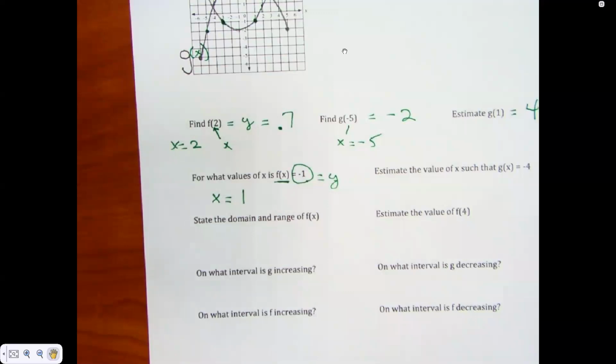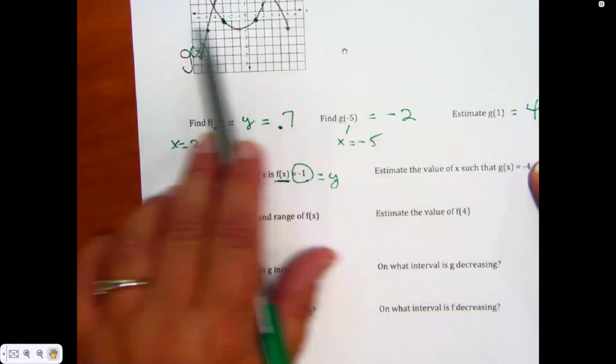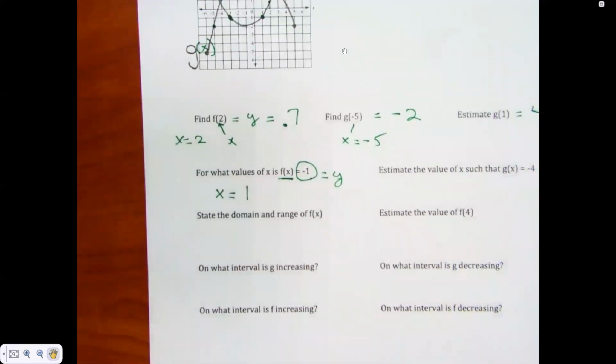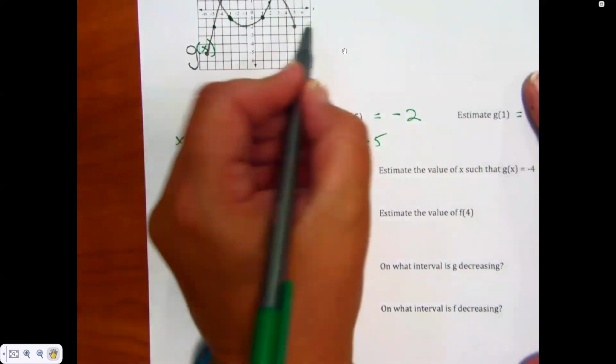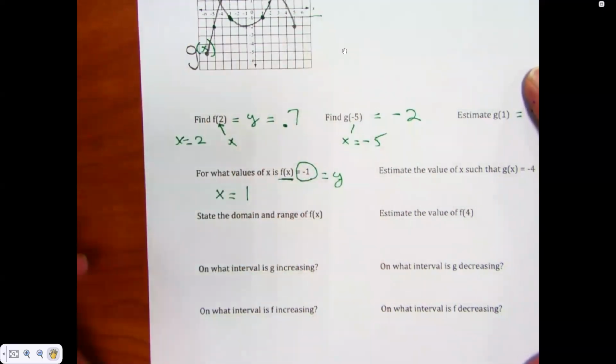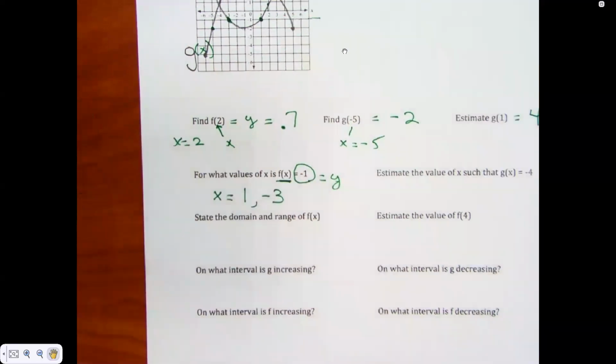When they're giving you the y, you have to scan the entire graph. You can even go to -1 and draw a line, and make sure you get them all. There could be one more. So what is it? It is -3. The x value is -3, and the y value is -1. So when they're giving you y's, just make sure that there could be more than one.